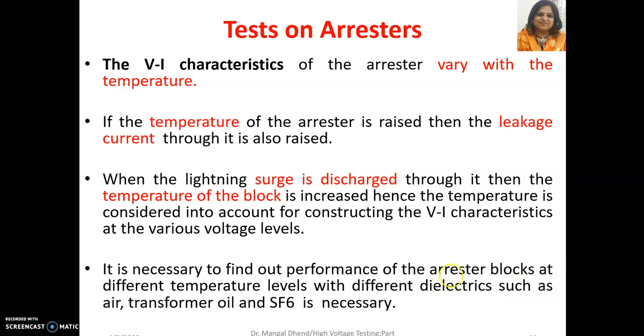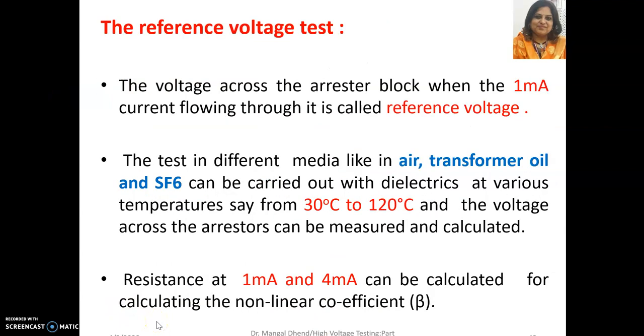It will be taken and then tested at different temperature levels with different dielectrics such as air, transformer oil and SF6. Means you can carry out this test with different insulating materials: air, transformer oil and SF6.